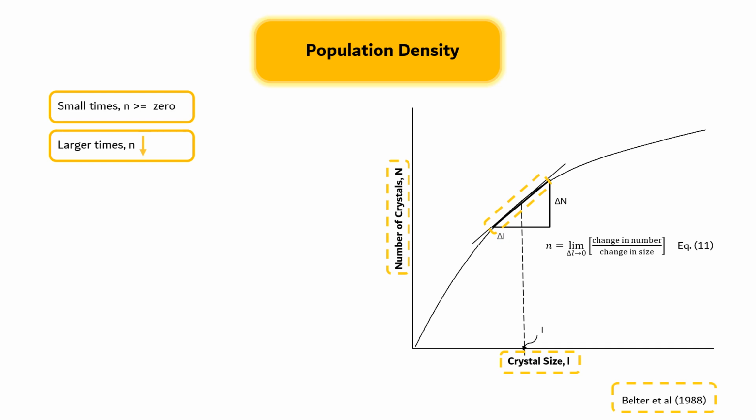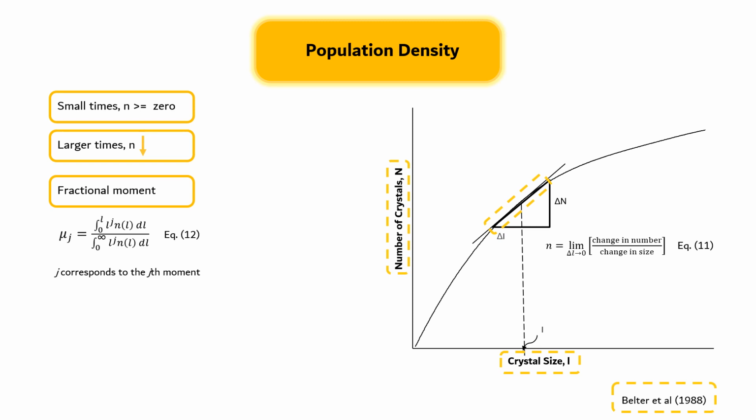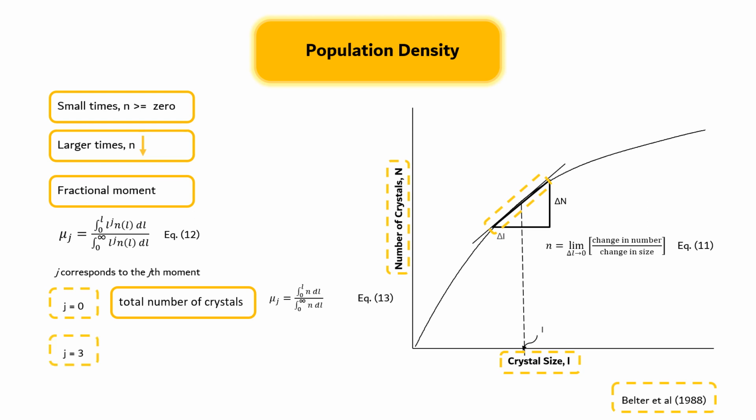Population density can be used to calculate fractional moments of distribution as shown in equation 12. If J equals 0, the moment corresponds to the fraction of the total number of crystals between size 0 and size L as shown in equation 13. If J equals 3, the moment corresponds to the fraction of the total mass of the particles between size 0 and L as shown in equation 14.